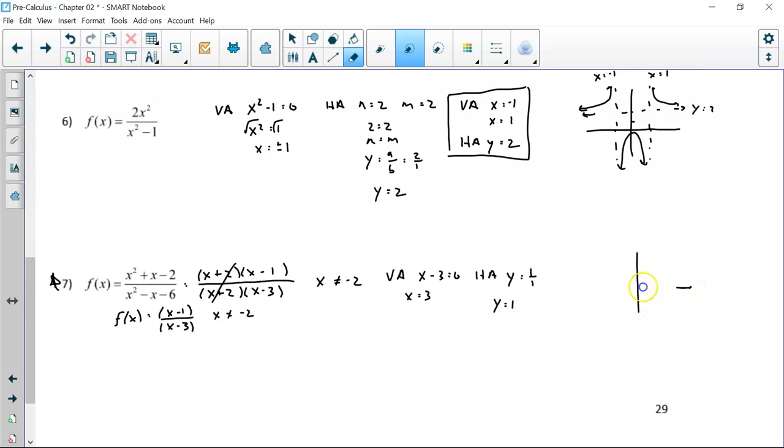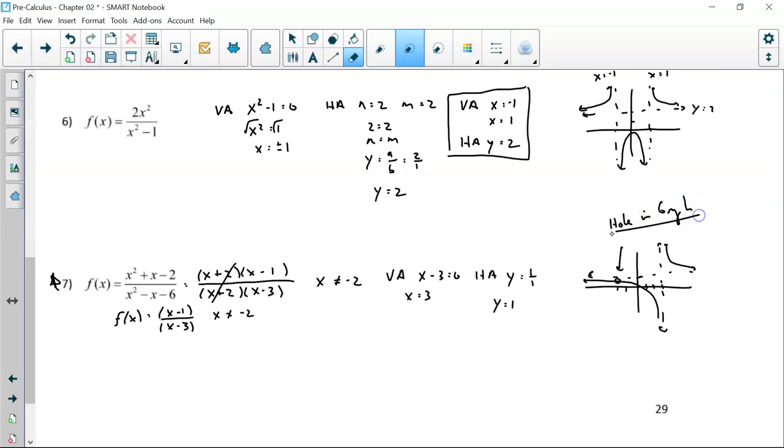Now when we graph this, and we type this in, our graph is going to look like this. There's that side, and on this side. But once we get to negative 2, you'll see you can't have a negative 2, so we call that a hole in the graph.